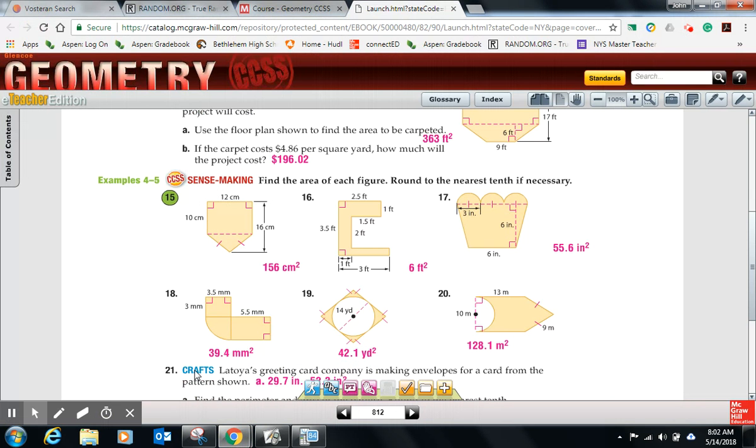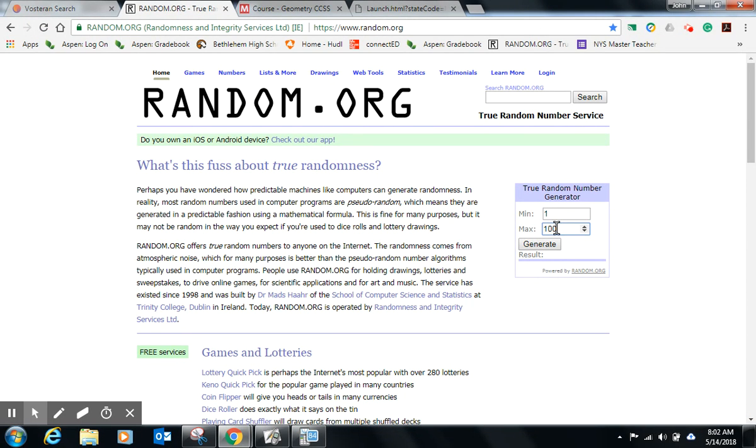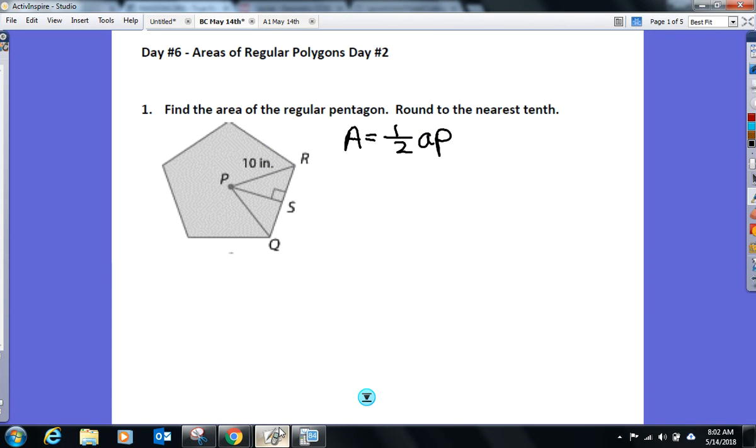Okay, I want to hear from some groups. What angle measures are you finding? Let me just hear from anybody here. QPR. What'd you find? How'd you get 72? I divided by 5, yep. So that's going to give me 72, which means half the angle's got to be 36.